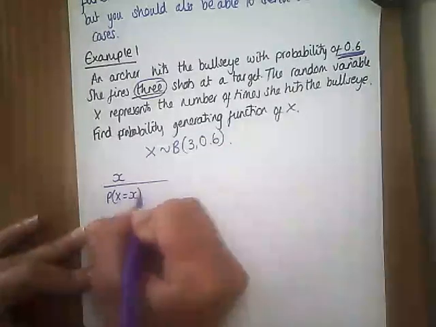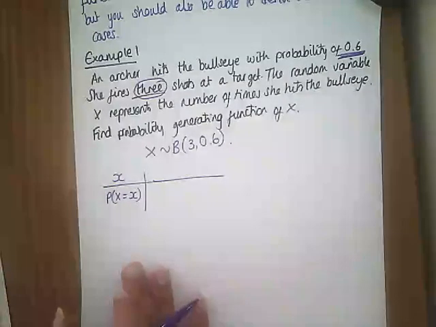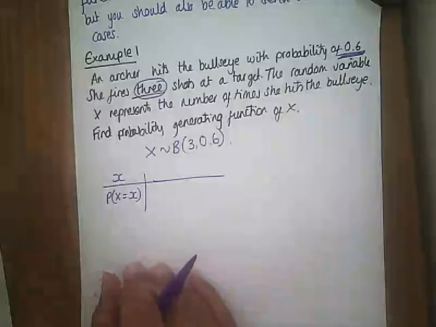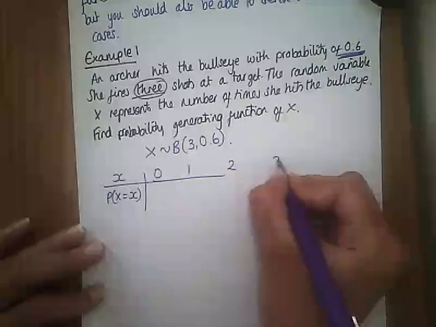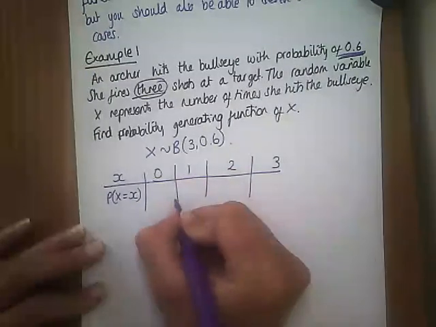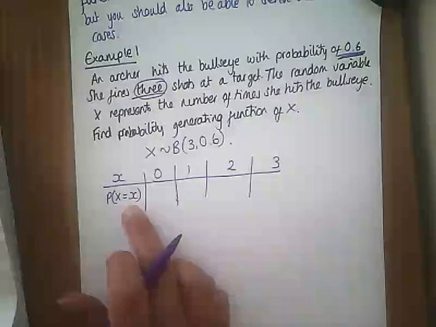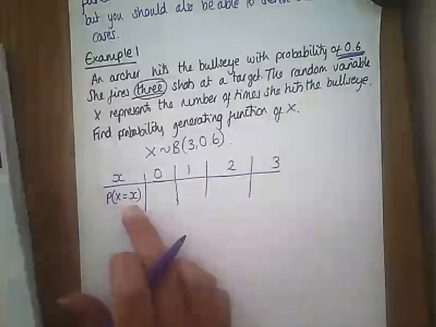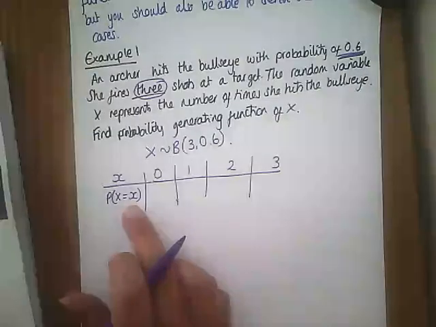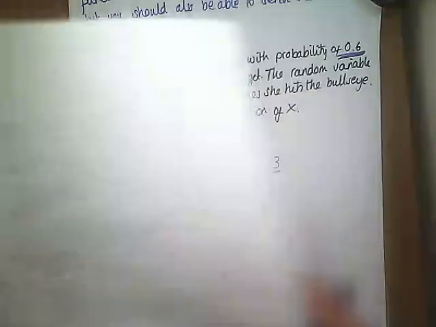Now obviously if I am trying to hit a target and I'm doing it with 3 trials, that means I can either hit it 0 times, 1 time, twice, or 3 times. Those are the only outcomes. Now in order to work these out, obviously you could just bung them into your calculator. However, we are going to use the formula for the binomial distribution, and the reason we are going to use that is because that will help us with our PGF.